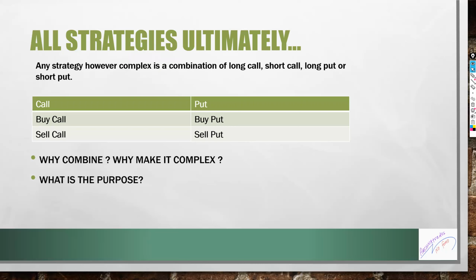So why am I saying that? Ultimately, when you buy a call, you have the right to buy the stock at your strike price. When you buy a put, you have the right to sell the stock at a particular price. When you short a call, you are obligated to sell the stock at that price. And when you are short a put, you are obligated to buy the stock. Ultimately, we have only these four things that we can do: long call, long put, short call, short put. But you can do all sorts of combinations with them.